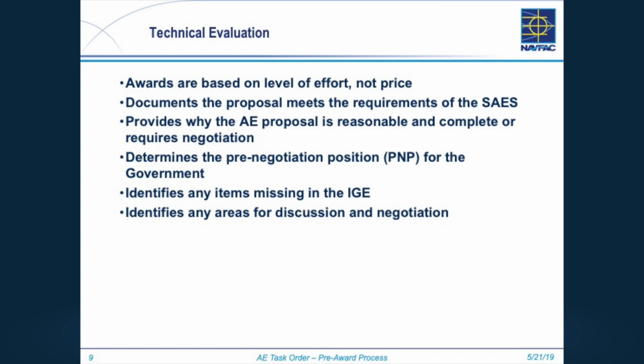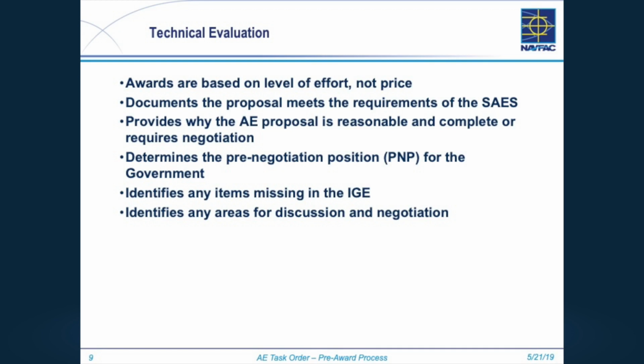Technical evaluation. You've got your price in. They've sent it down to you. It has the transmittal from the AE and their price proposal. Just some guiding principles. We are awarding based on level of effort, not price. So it doesn't matter if you estimated $100,000 and they came in at 99. You can't just say award it.